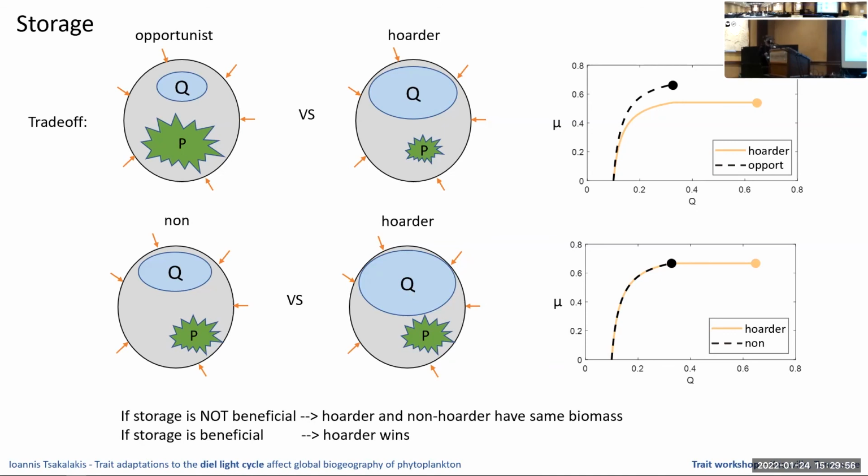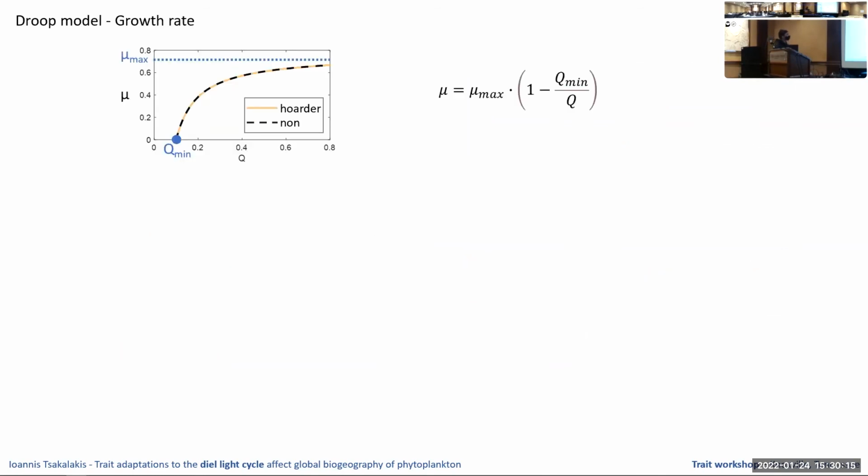This is helpful because the outcome is very easy. If storage is not beneficial at all in the simulations that I'm going to run later, it means that the hoarder and non-hoarder will have the same biomass. But if storage is beneficial for the hoarder, it will win, it will outcompete in the competition. So let's try to build this in the Darwin model. Here are the two guys that have the same growth rate, as I told you. Only the hoarder is better at storing nutrients.